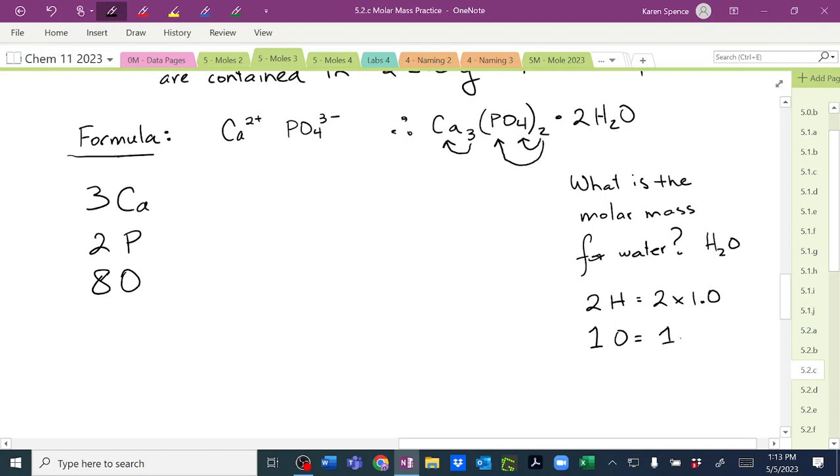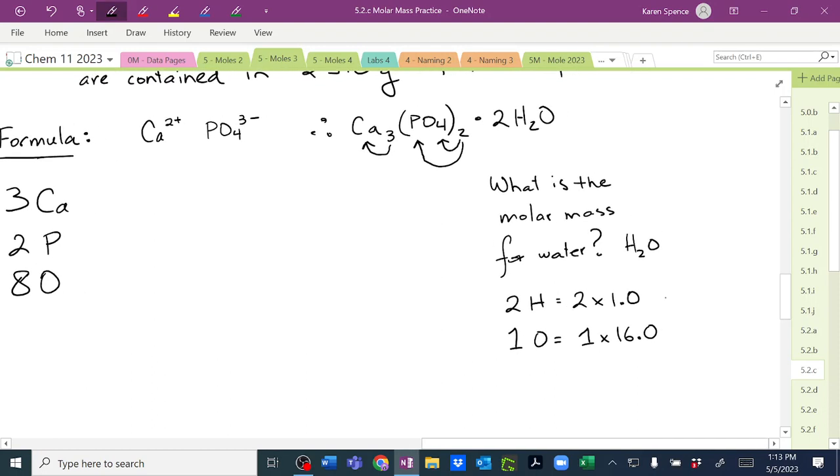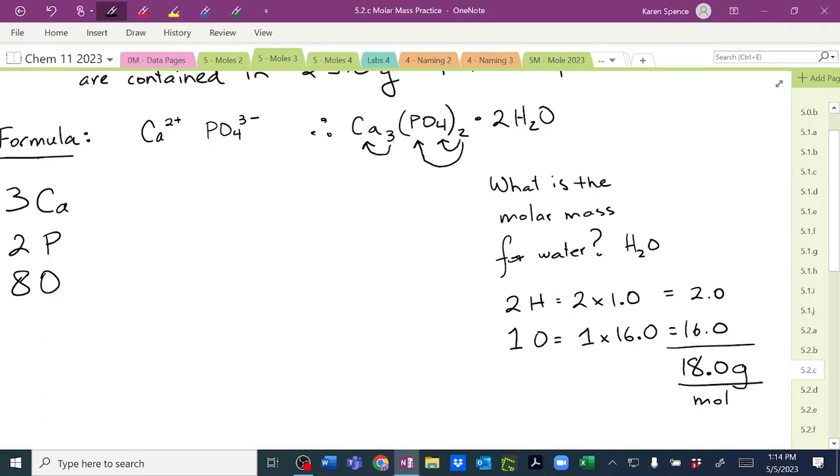Oxygen, we have 1 times, what's the molar mass of oxygen? 16, just 16.0. So then we have 2.0, and 16.0, and we get a total of 18.0. What is our unit for that molar mass of water? Grams per mole.